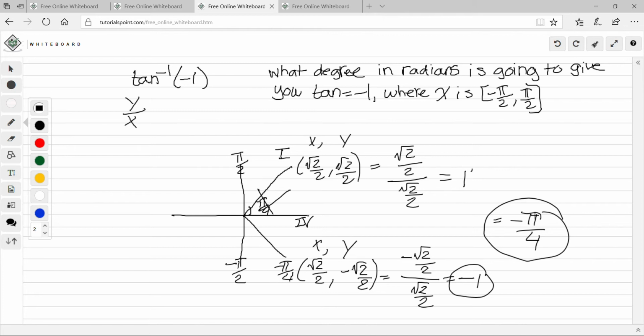Or you could also say negative pi over 4 is the same thing as 7 pi over 4, but it's the same thing. Next problem.